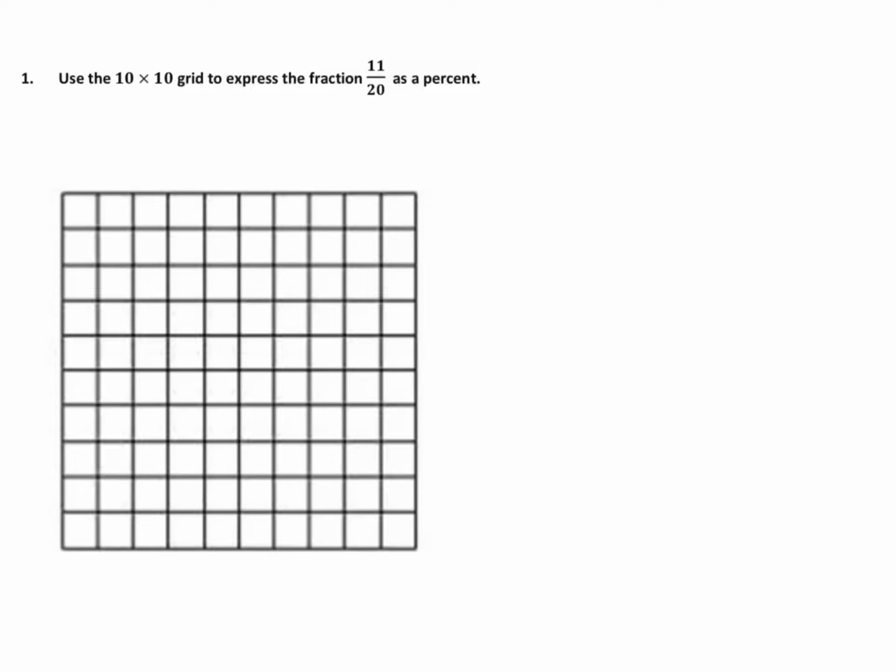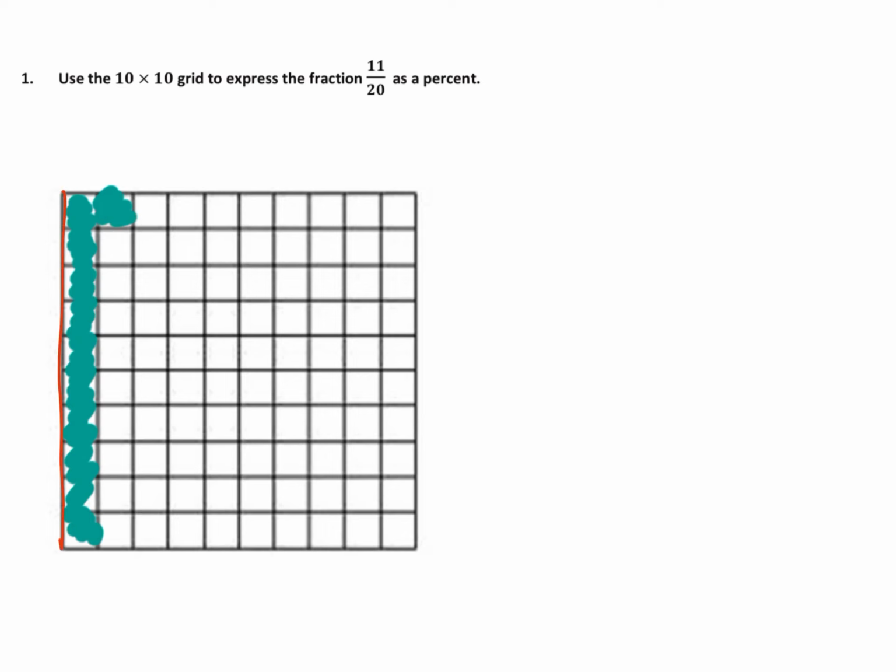Use the 10 by 10 grid to express the fraction 11 out of 20 as a percent. So each of these rows is 10. So out of 2 rows for 20, I need to shade in 11. So 10, 11.